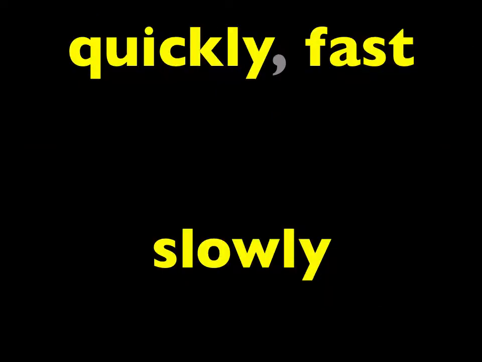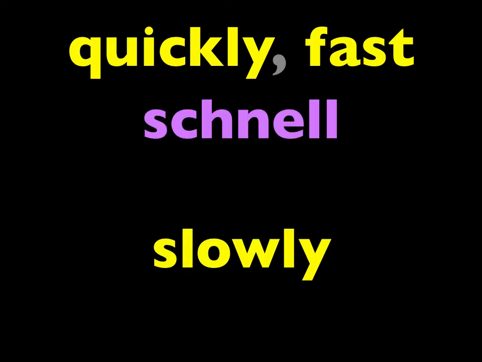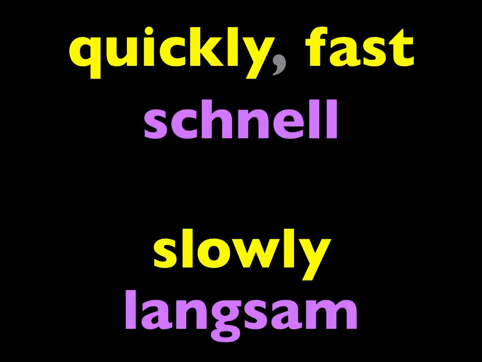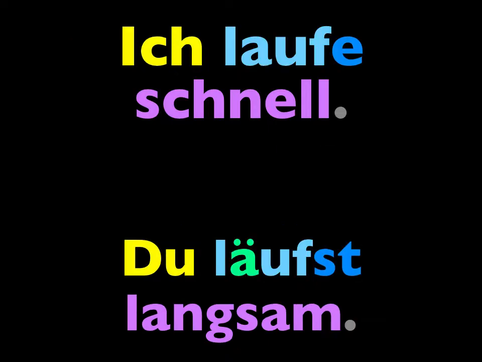So, let's practice the verb laufen with two new words. Repeat the word for quickly or fast. Schnell. Repeat the word for slowly. Langsam. Repeat both words once again. Schnell. Langsam. Good.